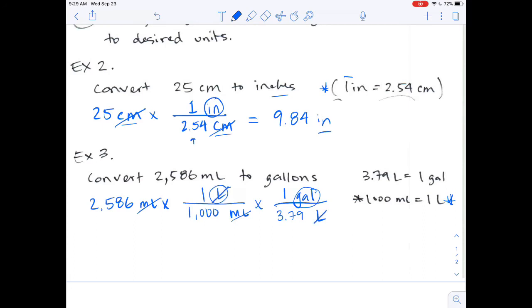Okay, now go back and check. So look, liters cancels liters. Milliliters cancels milliliters. The only one that's left is gallons. So you set it up correctly because you want your answer in gallons. So now you just need to do the math.